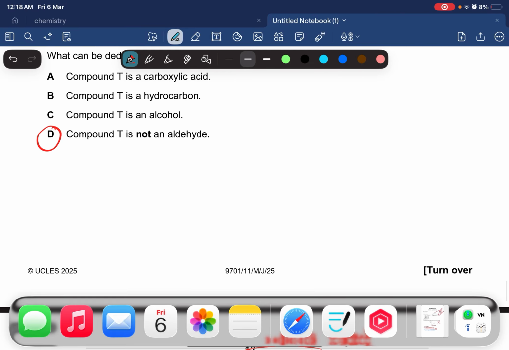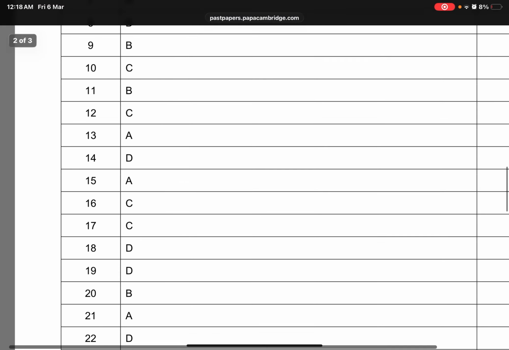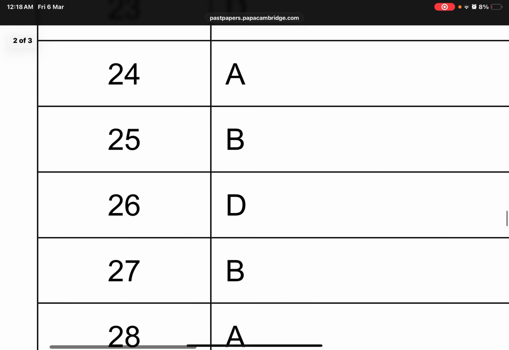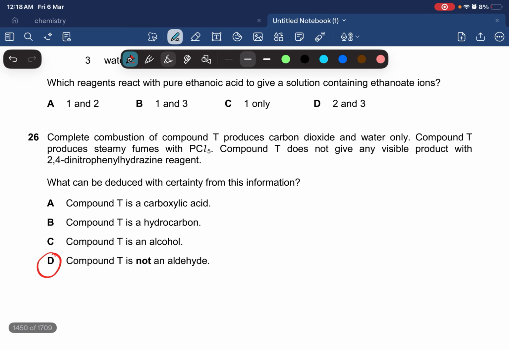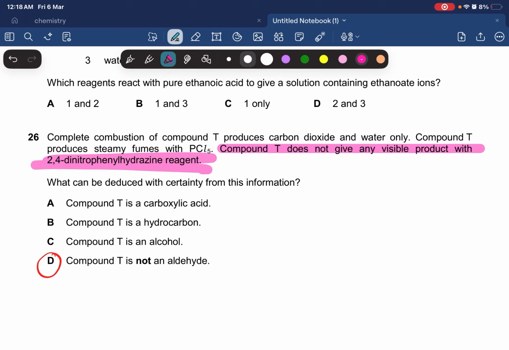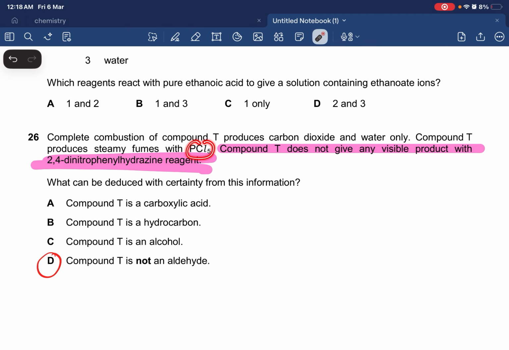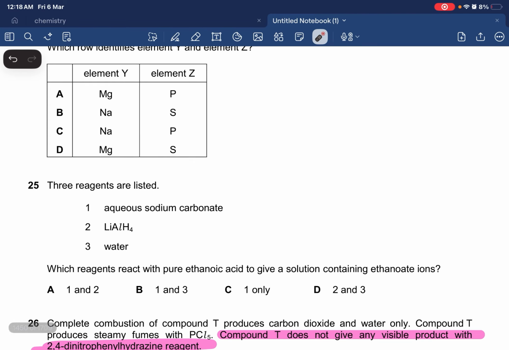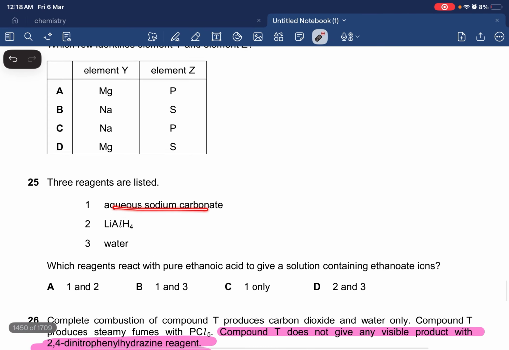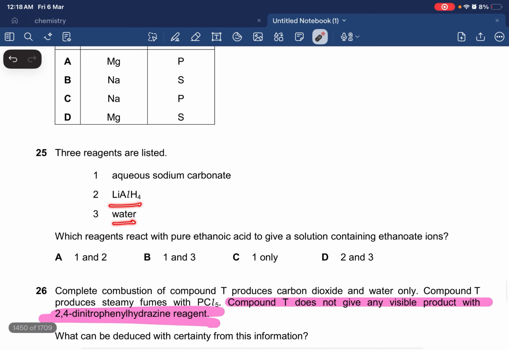Let's check. I think I'm correct, because I've studied chemistry all my life. Yeah, I'm correct, because that's the only thing I can think of. That certainly tells me it does not have any aldehyde. Only this is confirmatory. With PCl5, I've studied that water hydrolyzes it, another thing, but I'm not sure about it, so I left it. Three reagents are listed: aqueous sodium carbonate, LiAlH4, and water.